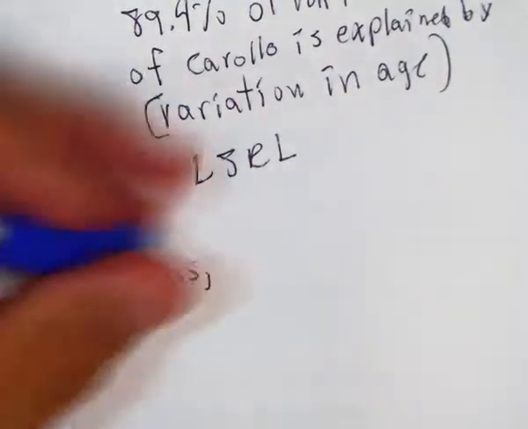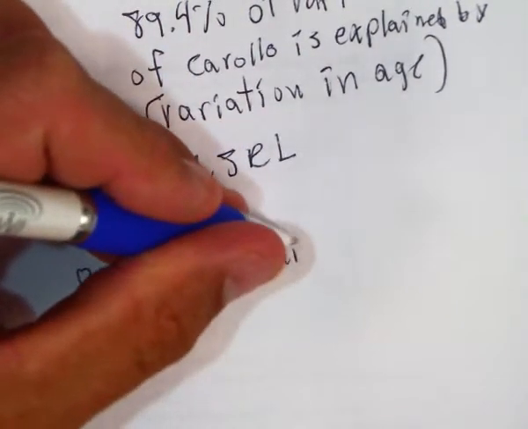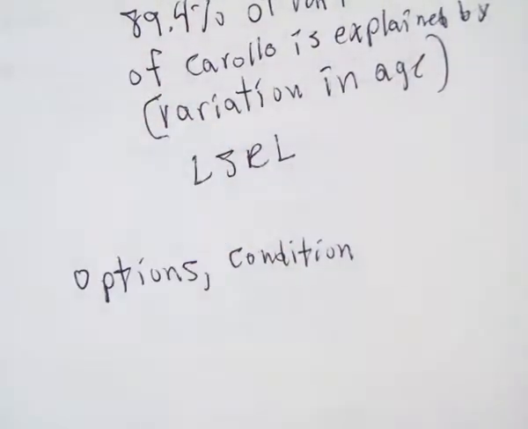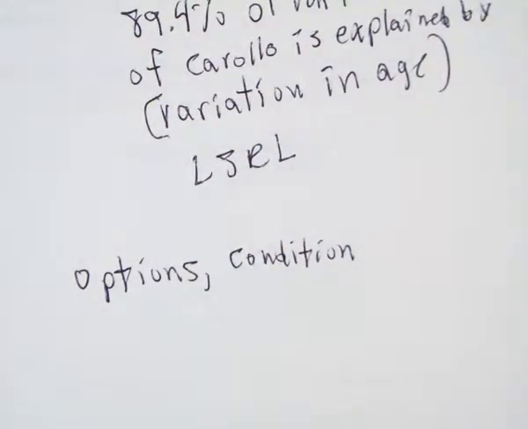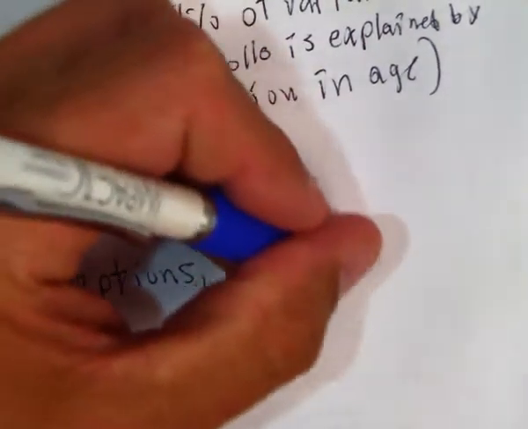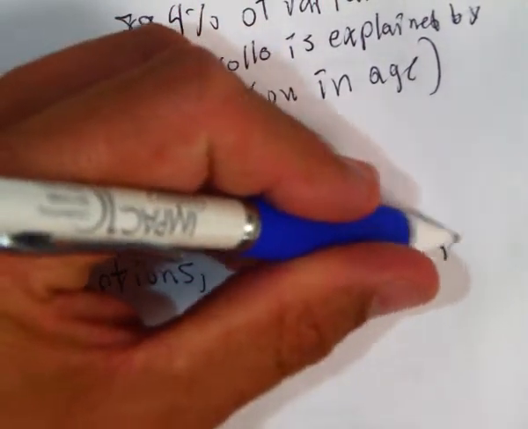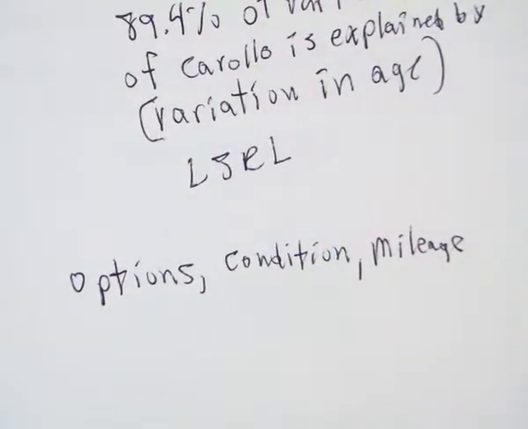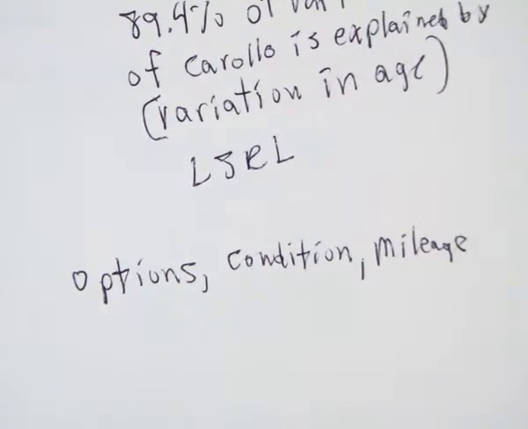What's the condition of the car? Is it beat up? Does it have dents in it? Or was it well kept? Okay, mileage. A 2-year-old car that has 10,000 miles is going to sell for more than a 2-year-old car that has 50,000 miles on it. So those are some other variables that would go into the price of a car.